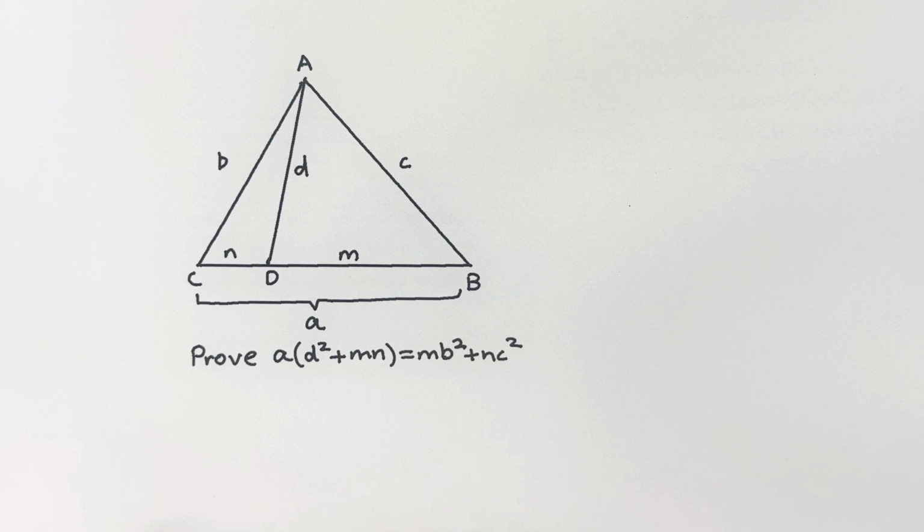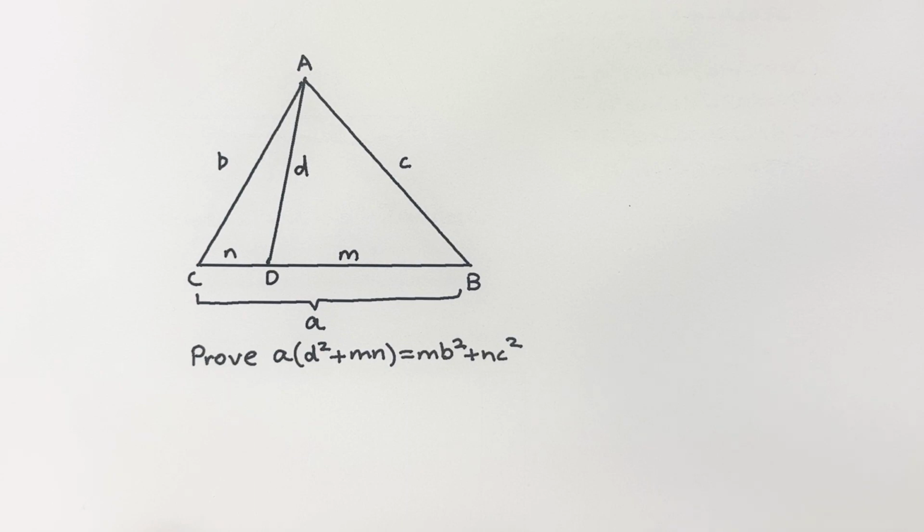The desired equation has multiple squares of side lengths. And in geometry, when we have squares of sides, there are two types of theorems that come to mind. The first one is the Pythagorean theorem, but we cannot use that because it requires right triangles. The second one is the law of cosines, and we can try using that to prove this theorem.